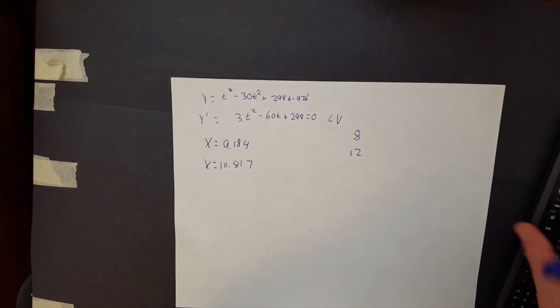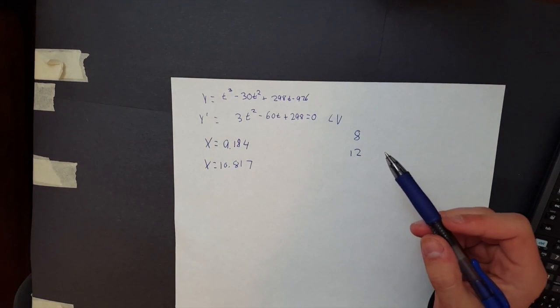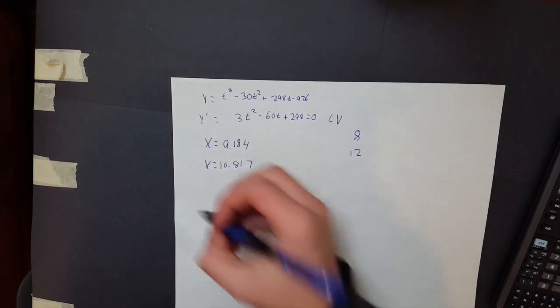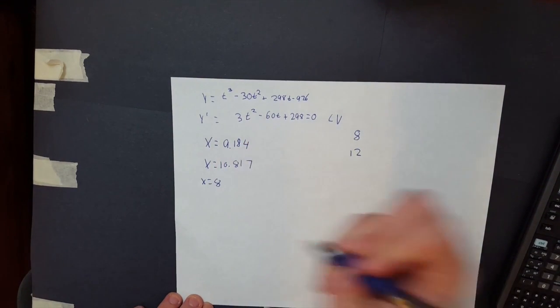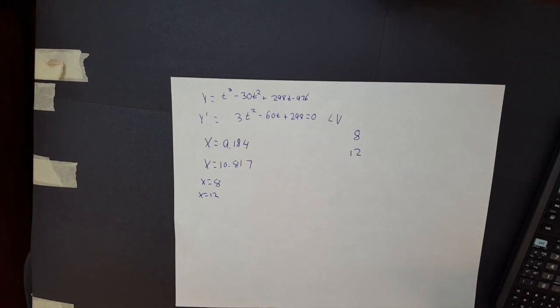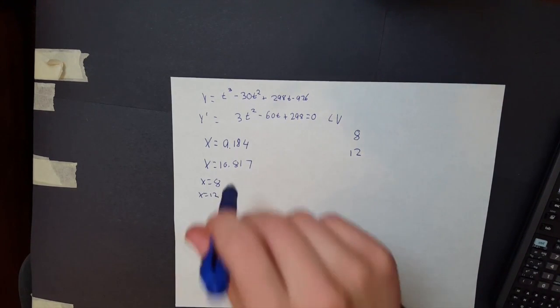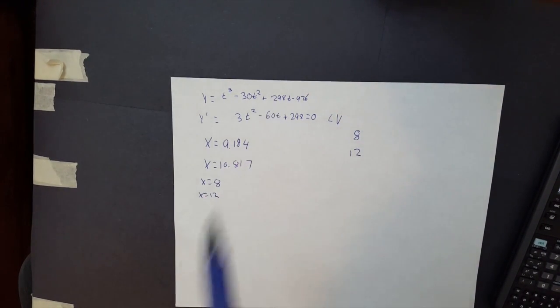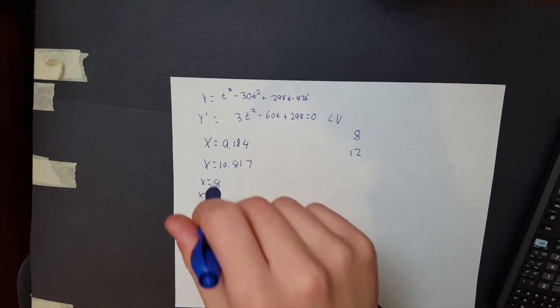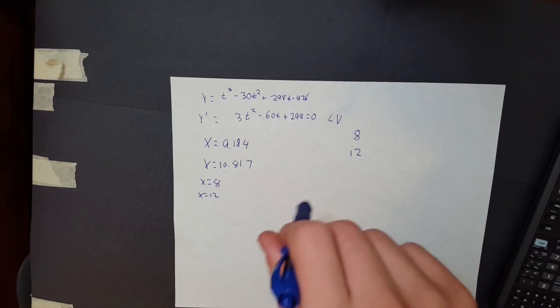Okay, so right now we have 4 possible values where the absolute max can occur. x equals 9.184, x equals 10.817, x equals 8, and x equals 12. Now, the next part is to plug these numbers into our original function, not the derivative. We're plugging this into the original function because we want to see what the greatest value is of that function. We don't care about the derivative. So whichever y value is the greatest, that time will be your absolute max. So they're not asking for a y value, they're asking for the time.